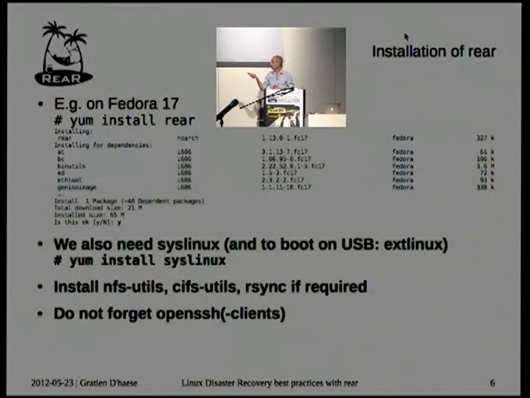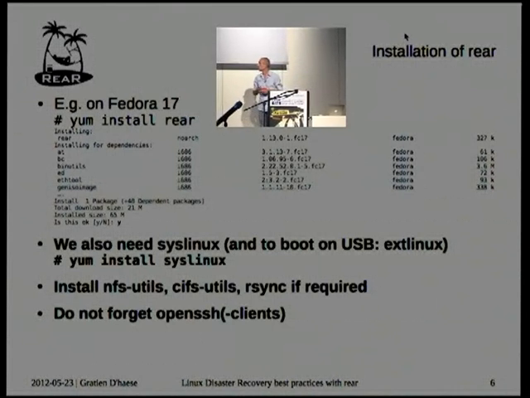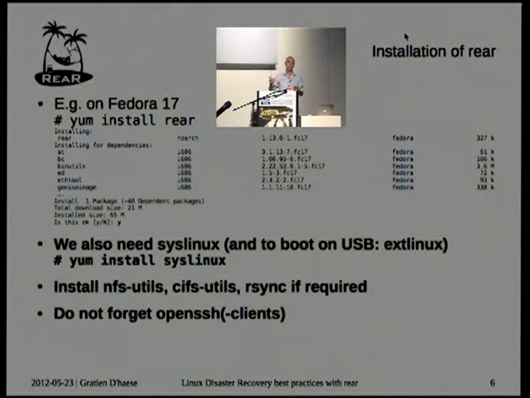However, as I said, syslinux is an important one that you should install manually, because not every operating system needs syslinux. This depends on which kind of backup mechanism you will use. If you're using an NFS disk, you need NFS utilities, Samba, CIFS utilities, or rsync. Mostly these are available, or just do a yum install and you have it. Also, do not forget the OpenSSH stuff, but that should be standard.